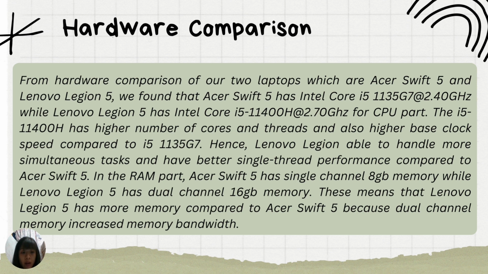In the RAM part, the Acer Swift 5 has single-channel 8GB memory, while the Lenovo Legion 5 has dual-channel 16GB memory. This means that the Lenovo Legion 5 has more memory compared to the Acer Swift 5, and dual-channel memory increases memory bandwidth.